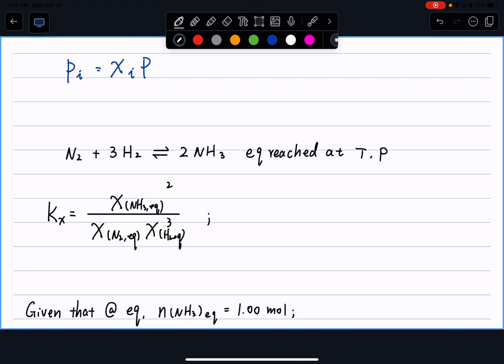On the right-hand side, you have the mole fraction version of your reaction quotient. It's pretty much the same idea. It's just the mole fraction of your NH3 at any point, over the mole fraction of your N2 times the mole fraction of your H2 to the third.